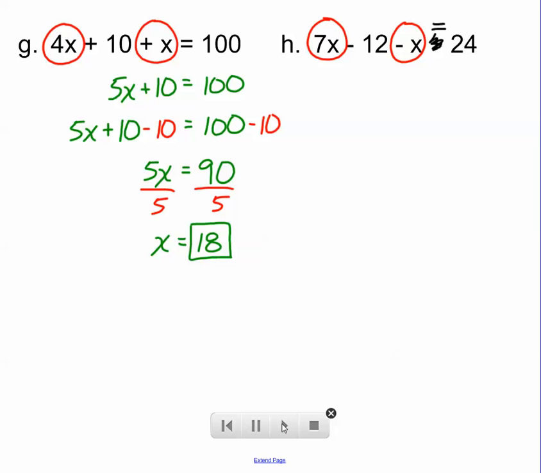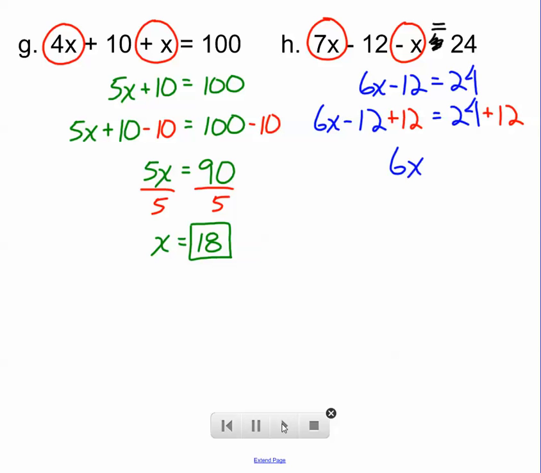So on the left side, we've got 6x minus 12 equals 24. I want to get 6x by itself first, so I'm going to add 12 to both sides. That'll give me 6x equals 36. And I'll divide both sides by 6. x equals 6. Definitely should plug that back in and check your answers.